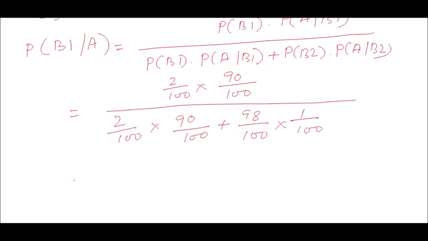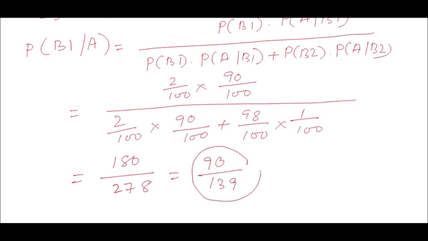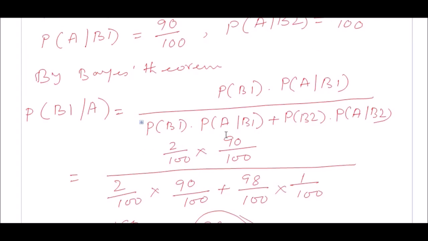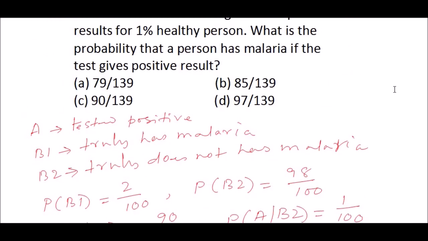Next, we simplify that and we get 180, and here 180 plus 98 is 278. If we further reduce, this is 90 divided by 139, and that is our required probability. Therefore, you can see that option C is the correct option.